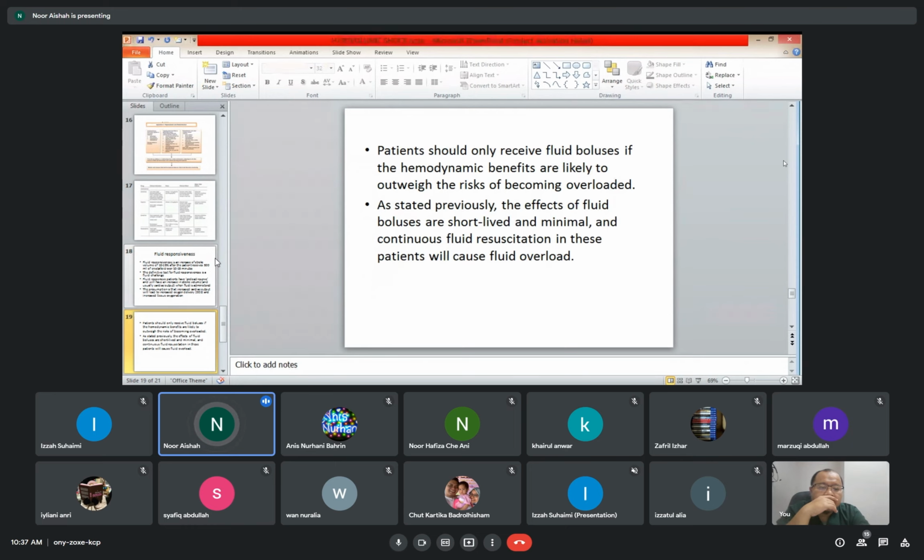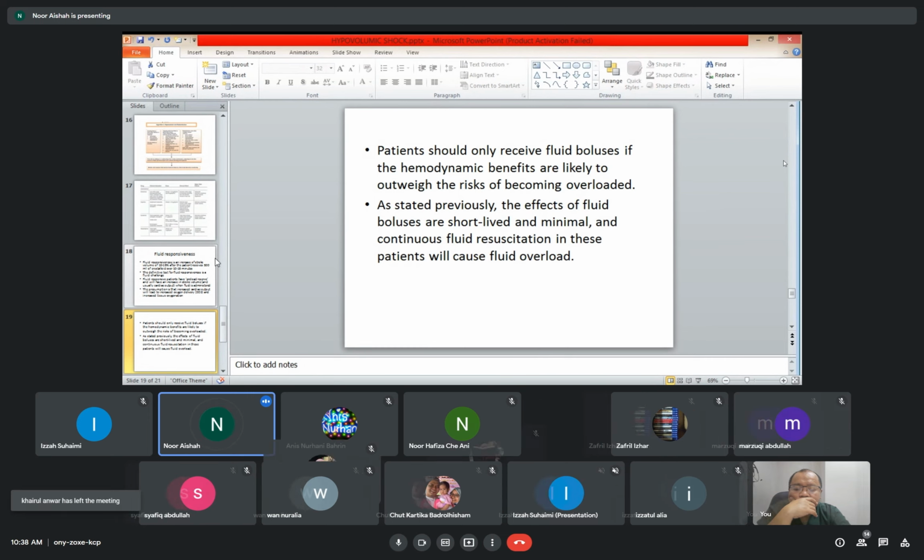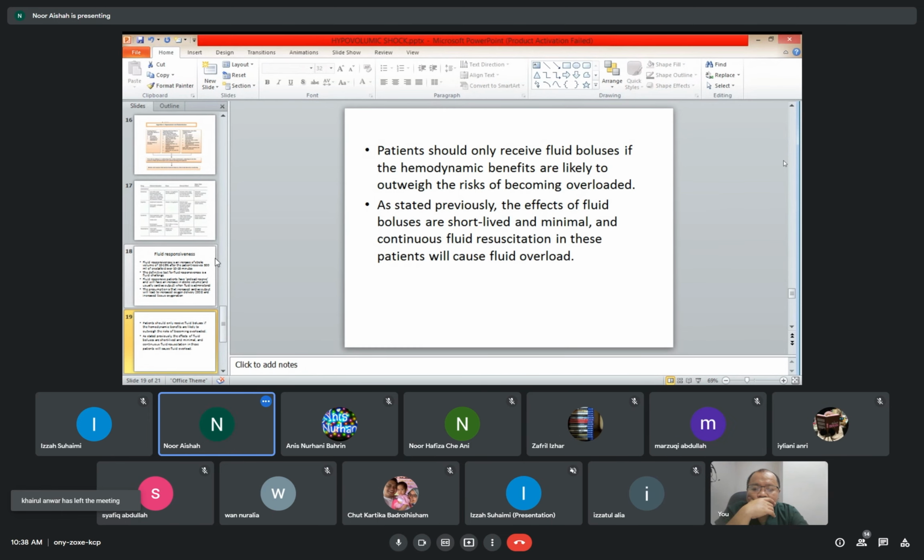And the patient should only receive fluid boluses if the hemodynamic benefits are likely to outweigh the risk of becoming overload. And as stated previously, the effect of fluid boluses are short-lived and minimal, and continuous fluid resuscitation in this patient will cause the fluid overload.